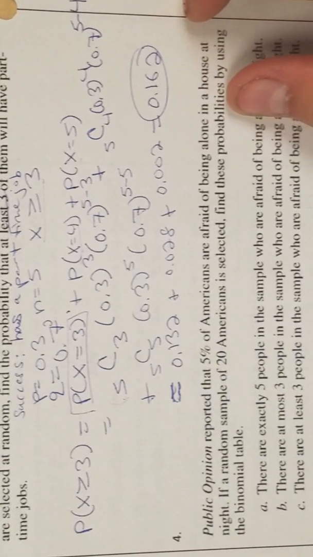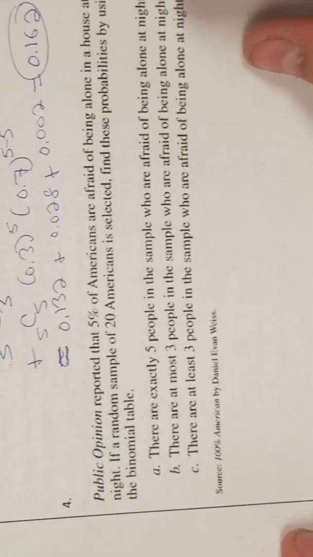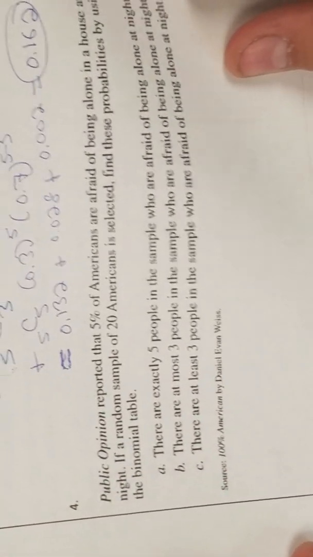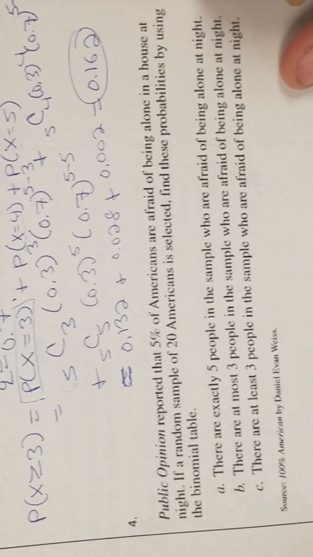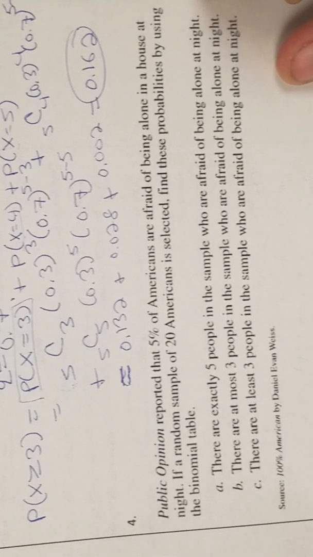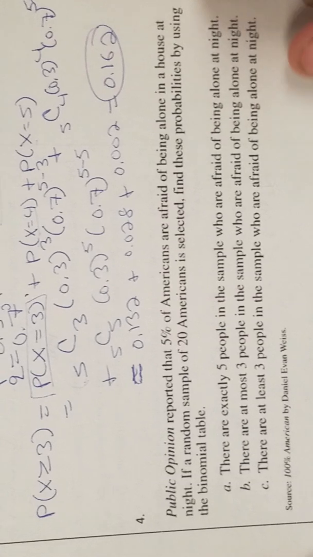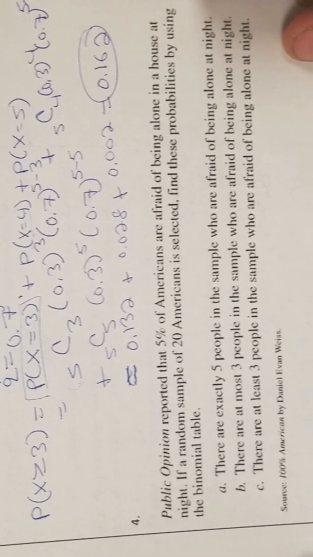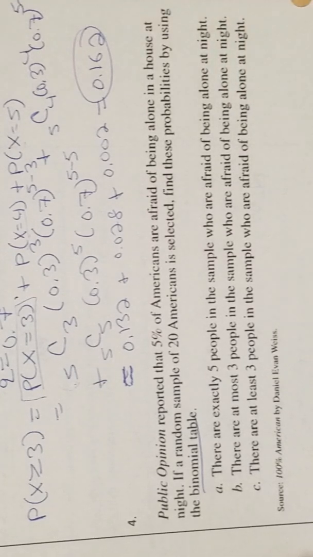All right, so now let's show you a quick way of actually getting these numbers by utilizing the fourth problem. It says that 5% of Americans are afraid of being alone in the house at night. If a random sample of 20 Americans is selected, find these probabilities by using the binomial table. So that's what we're going to use. In class, I will see if I can print out the binomial table for you guys. And that's Appendix A on the ebook.